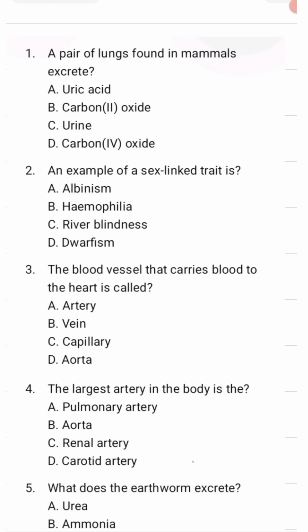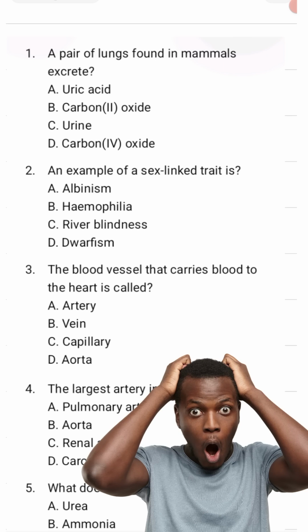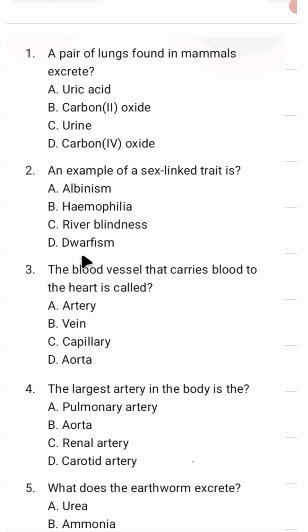These are the actual JAMB biology questions that came out in the JAMB 2026 mock just 2 days ago. If you are writing JAMB 2026, you cannot afford to miss this. So let's jump into the video real quick.